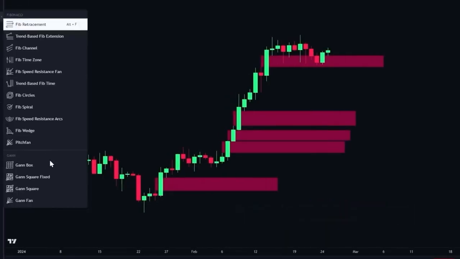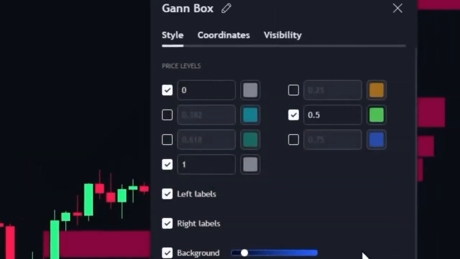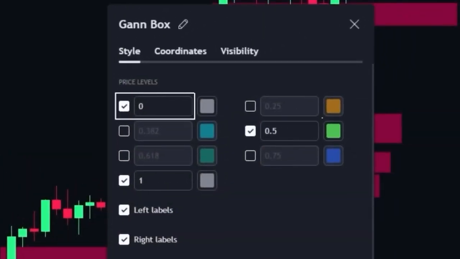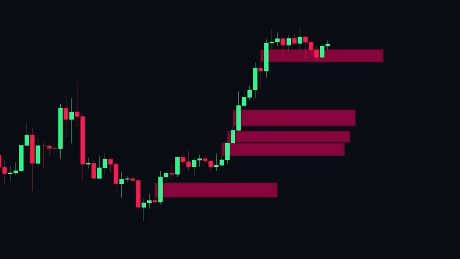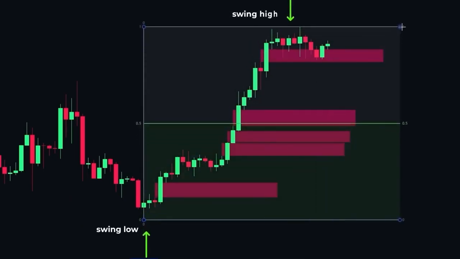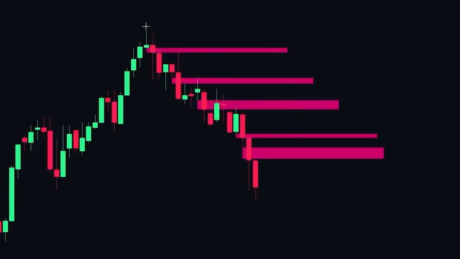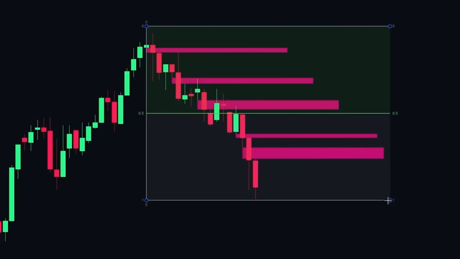On a charting platform like TradingView, you can use the Gann box tool. You then go to Settings and set the price levels to 0, 0.5, and 1. To use the tool, you drag it from the swing low to the swing high of the movement that contains multiple fair value gaps. This line in the middle separates the fair value gaps, and you should only focus on the gaps located on the bottom area and ignore the ones on the upper area. Same thing for shorts. Drag the tool from the swing high to the swing low, and only focus on the gaps located on the top area.